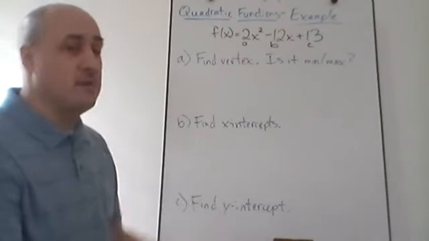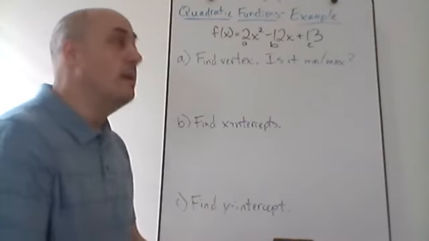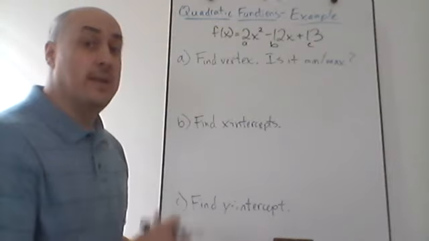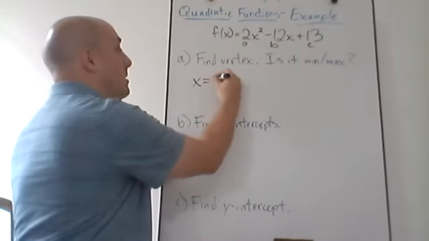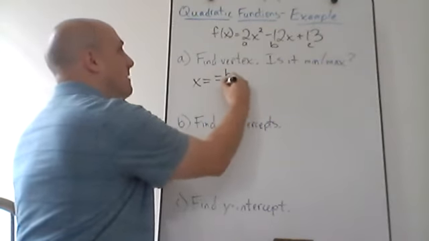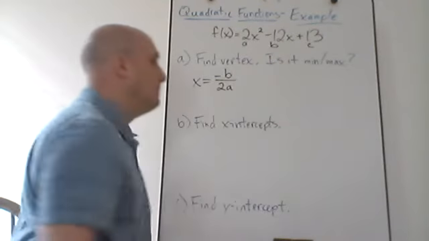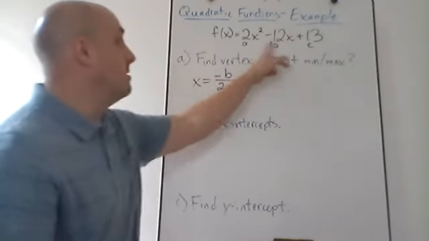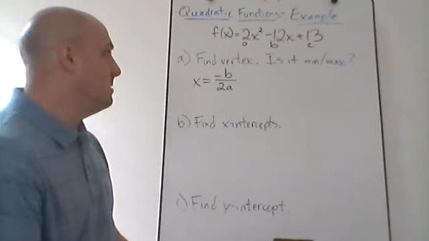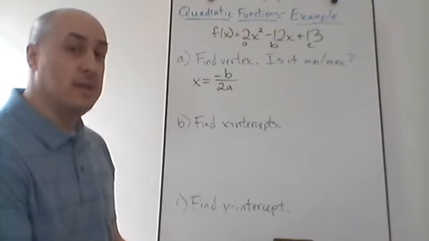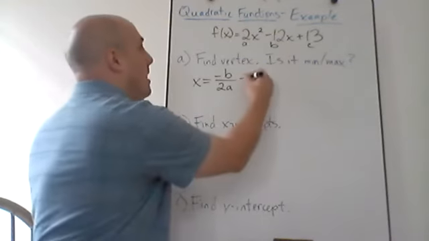If I want to find the vertex and I have the standard form, there's a formula that I need to know and use in order to get the vertex. And the formula, a very important formula to know, is x equals negative b over 2a, where the a and the b refer to these coefficients that we have from our function. So x equals negative b over 2a, that's the formula I need to use to find the vertex. All right, well, let's use that formula.